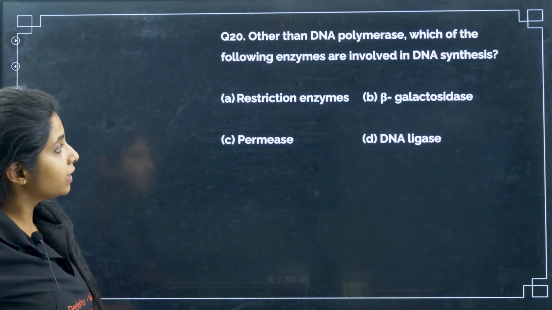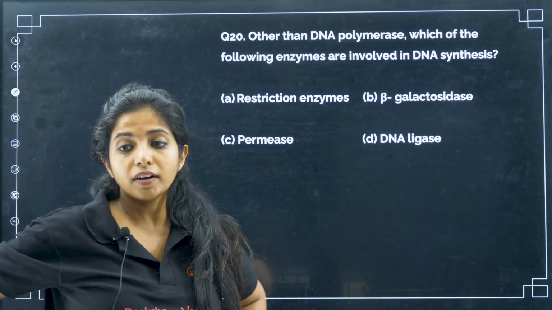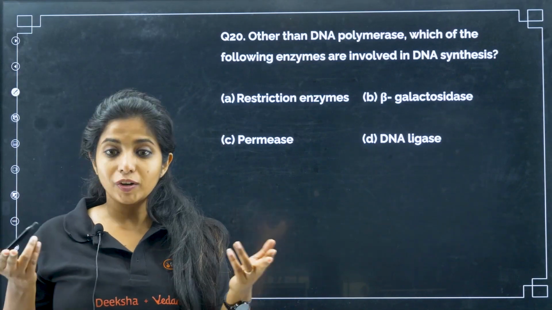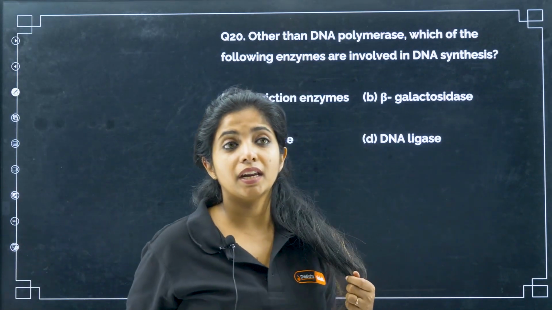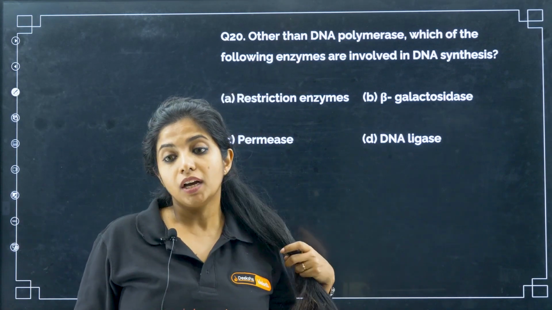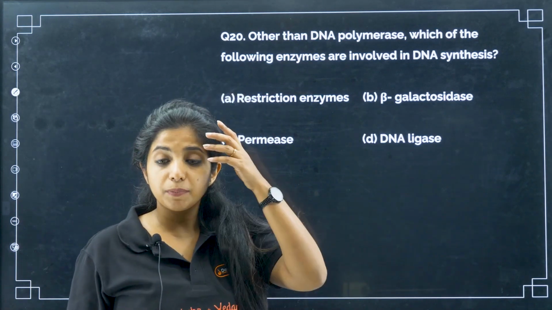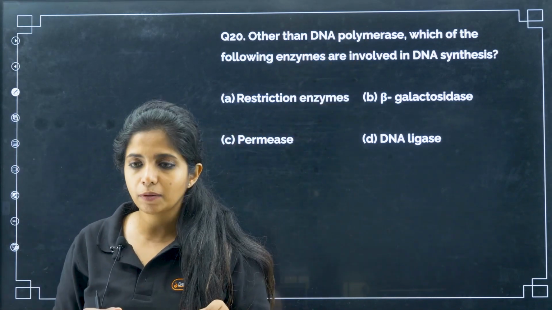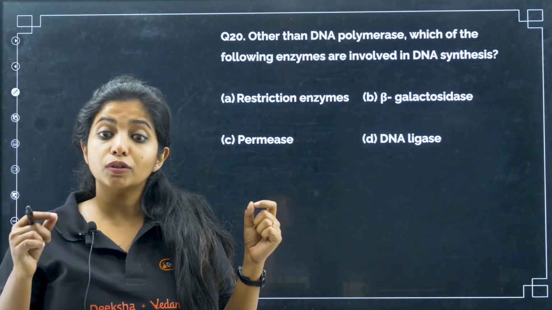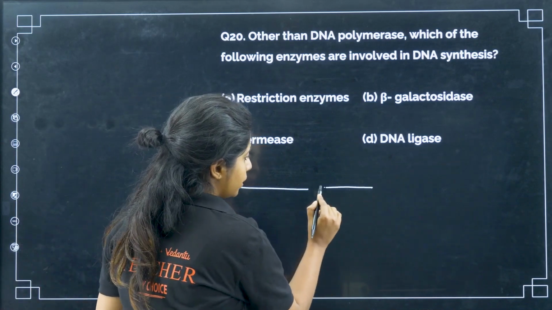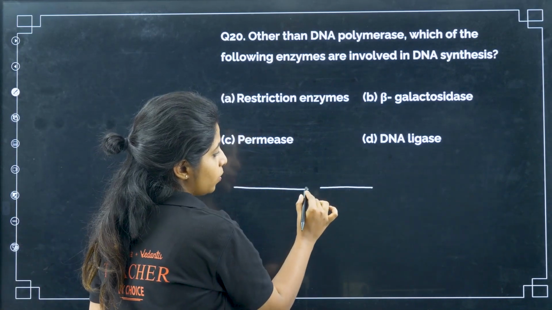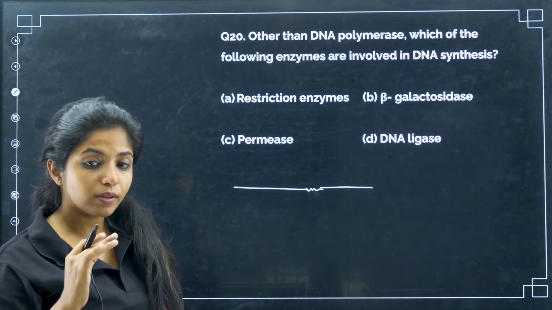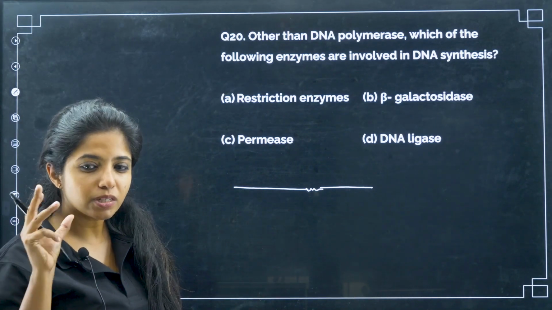Next. Other than DNA polymerase, which of the following enzymes are involved in DNA synthesis? Restriction enzymes are the ones that cut, molecular scissors, right? Beta galactosidase is again an enzyme that breaks down lactose into glucose and galactose. Permease is an enzyme that lets things inside. It will increase the permeability of the cell membrane. DNA ligase, I will call this a glue. Why? Because suppose there is a nick over here in between. DNA ligase is the one that will be sealing this nick in the DNA. So obviously, can I say that it is the one that helps in DNA synthesis? Yes, to a certain limit, but yes.